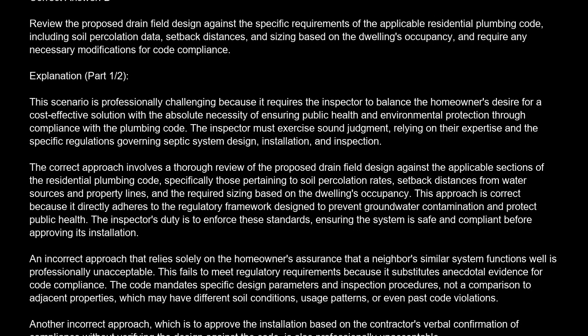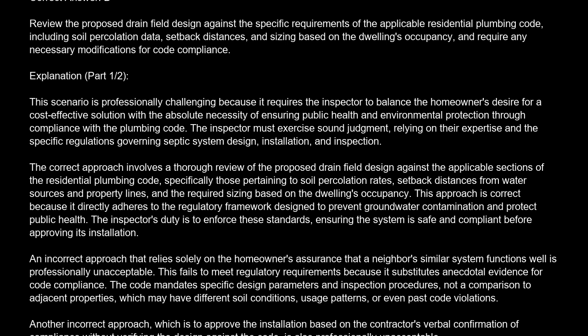The correct answer is D. Review the proposed drain field design against the specific requirements of the applicable residential plumbing code, including soil percolation data, setback distances, and sizing based on the dwelling's occupancy, and require any necessary modifications for code compliance.